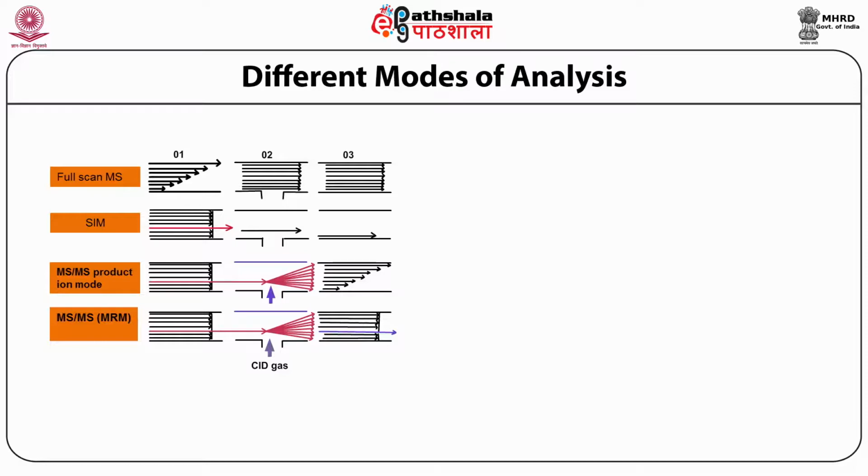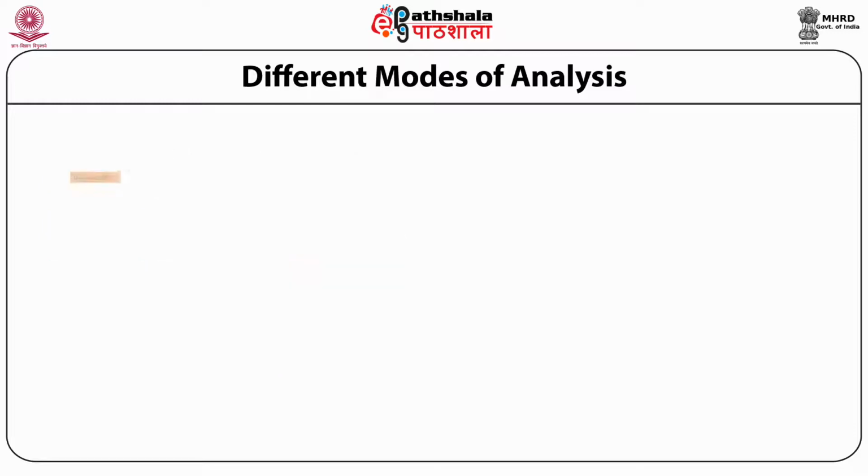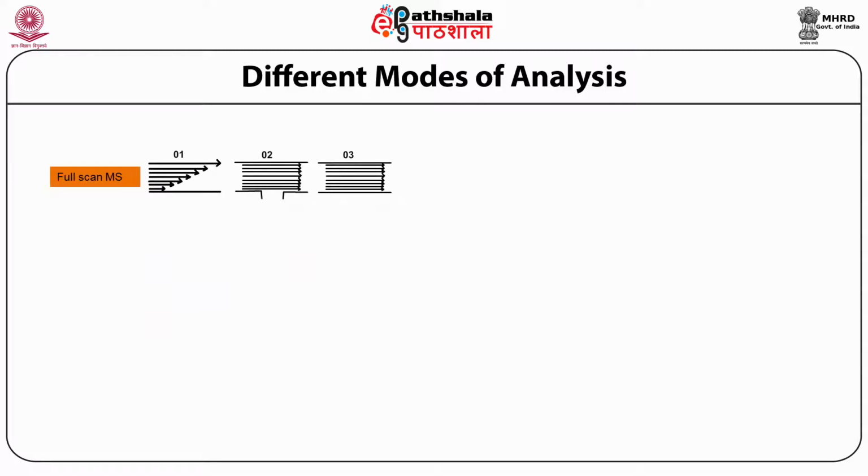In single ion monitoring, you select the one which is of your interest and it is transmitted outside. This helps us in the analysis of compounds which cannot be fragmented and which are not suitable for MRM. This is a highly sensitive one, however, it will have high background noise.